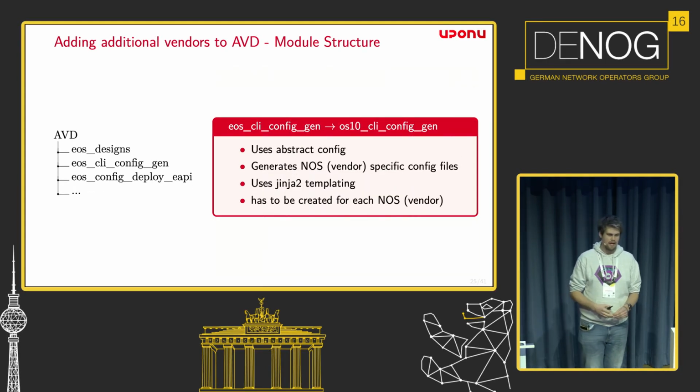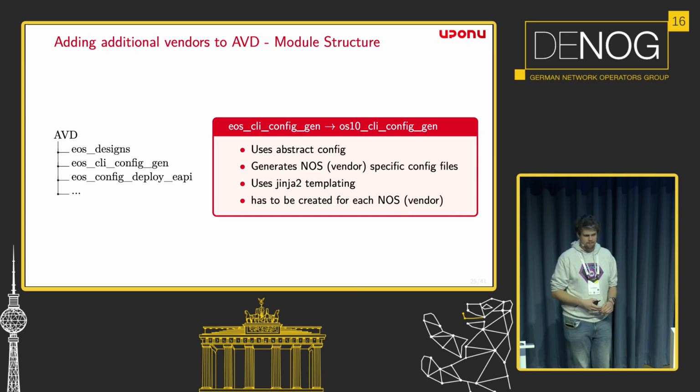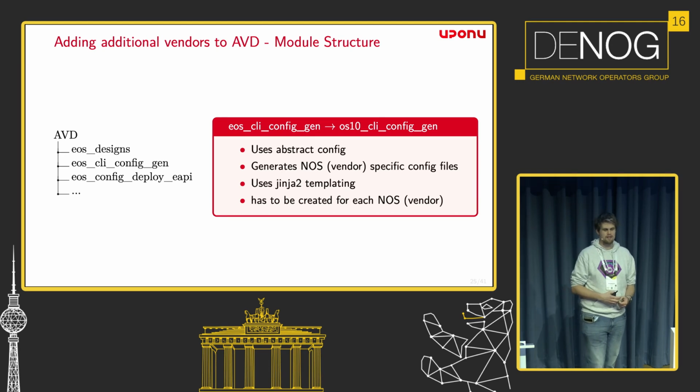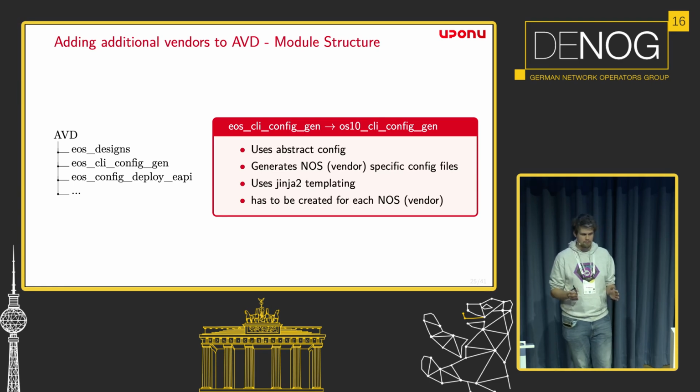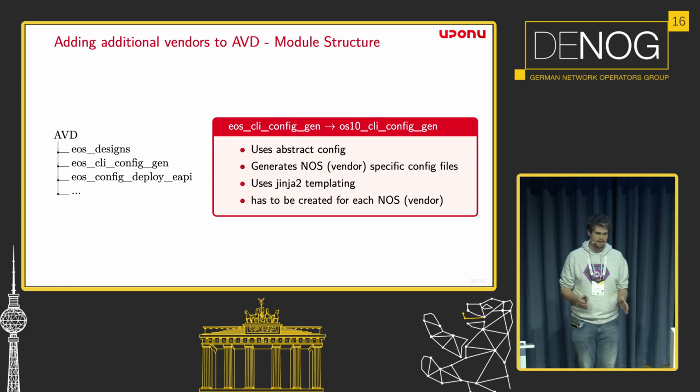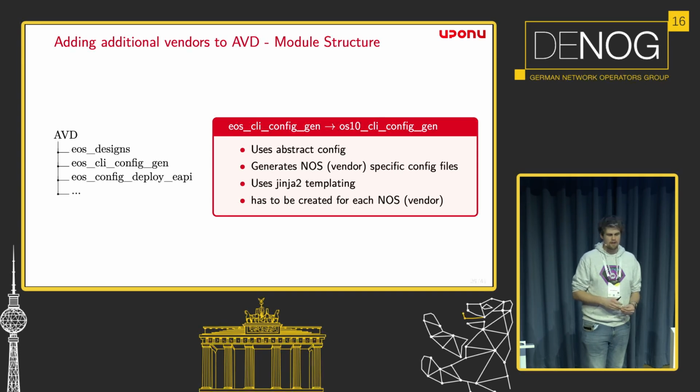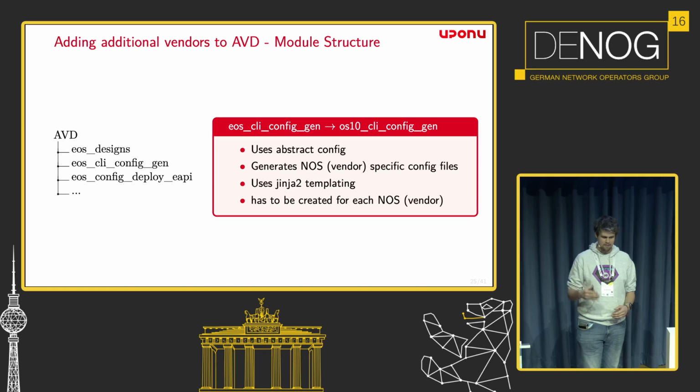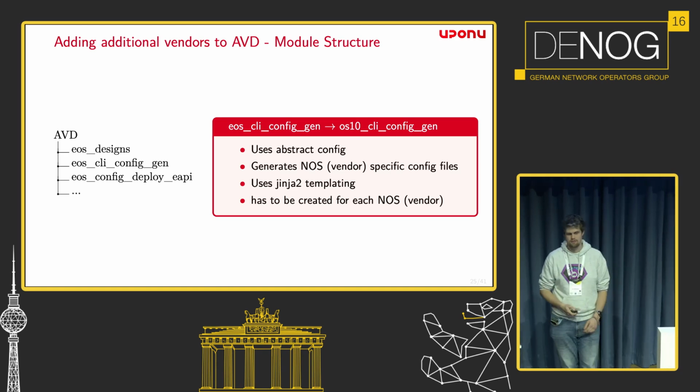Then we have to abstract the configuration generation part. It uses this YAML abstract config and generates these vendor-specific configuration files. We then have Jinja2 templates, which define the blocks in the configuration files of each vendor. And this is what we have to create for each vendor to render this abstract configuration into an actual switch config.